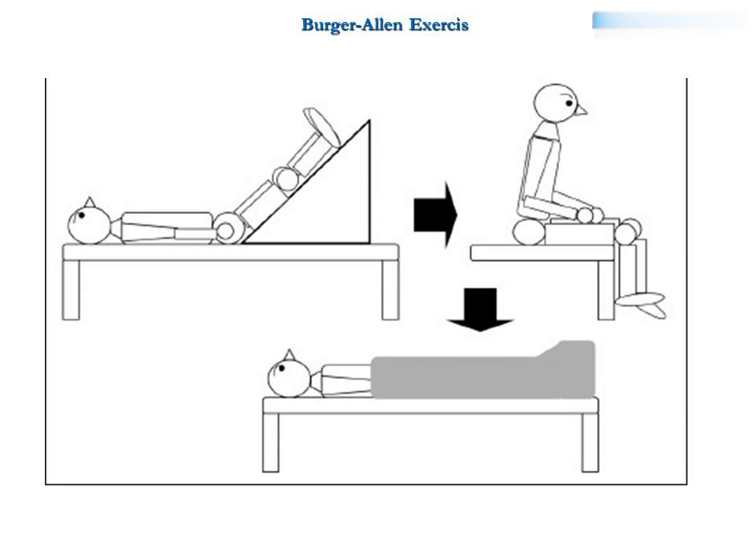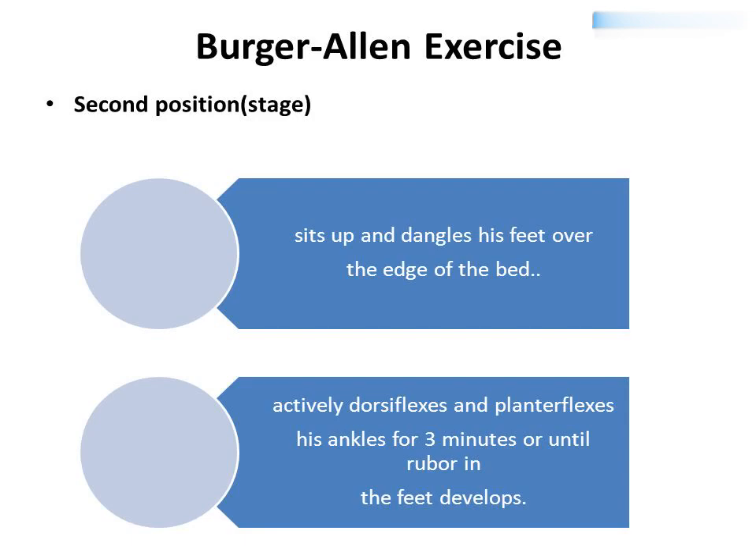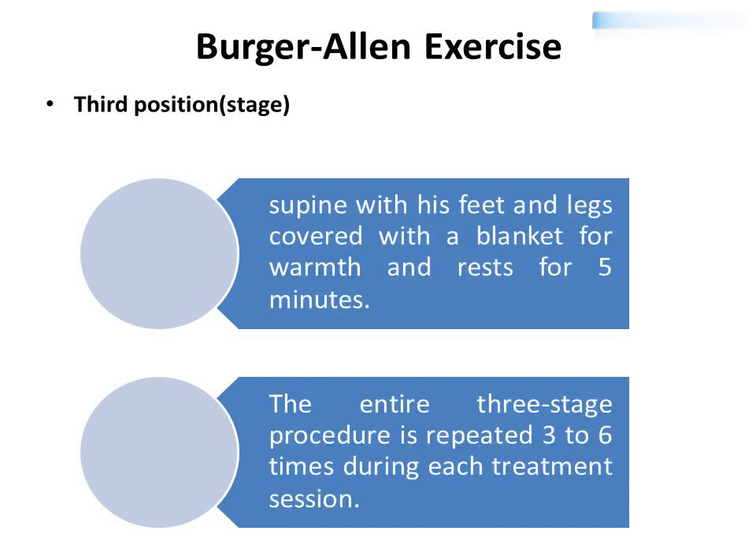Buerger-Allen exercise. Second position stage. Sits up and dangles his feet over the edge of the bed. Actively dorsiflexes and plantarflexes his ankles for 3 minutes or until rubor of the feet develops.